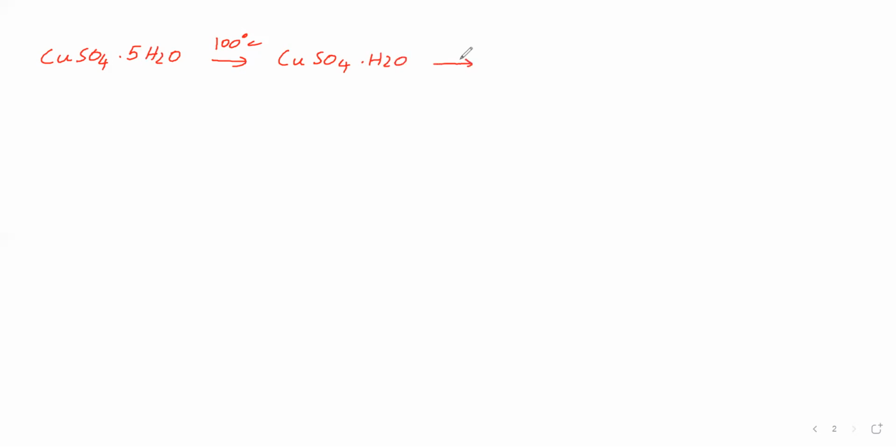Then it is further heated to 230 degrees Celsius. This water molecule also leaves. Therefore, we are getting anhydrous copper sulfate, which is white. This hydrated copper sulfate is pale blue. On heating to 230 degrees Celsius, it becomes anhydrous copper sulfate, which is white.